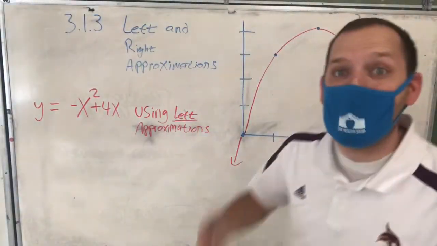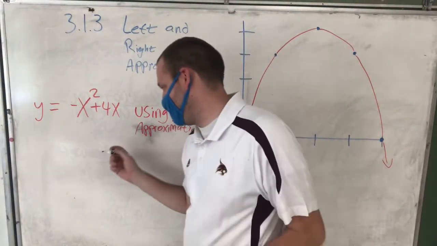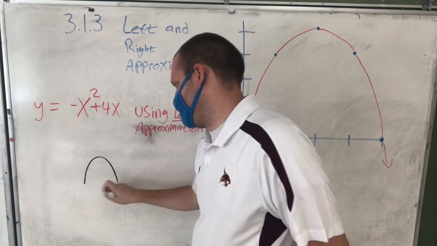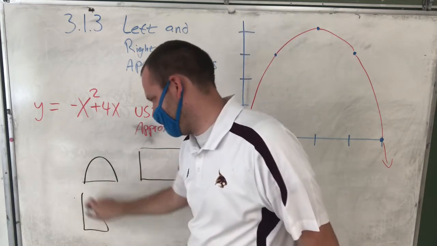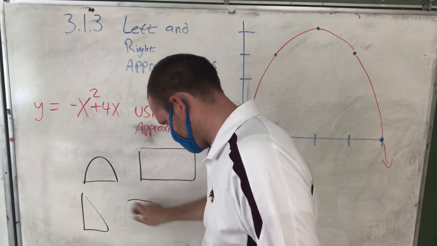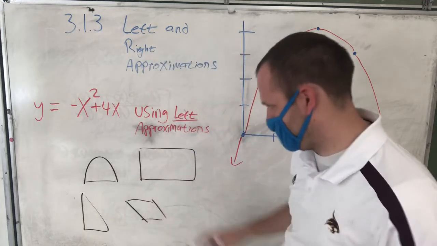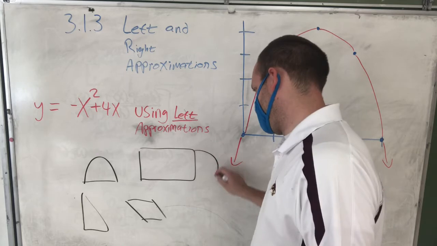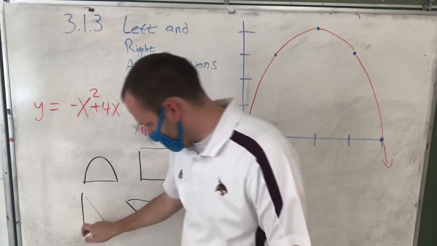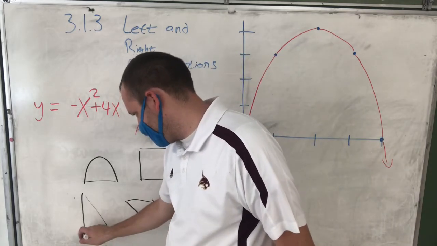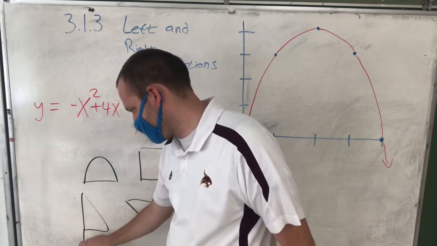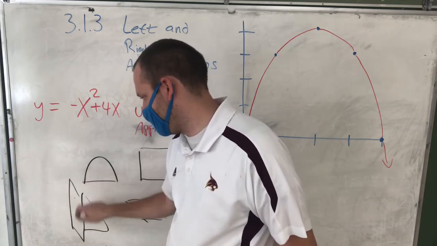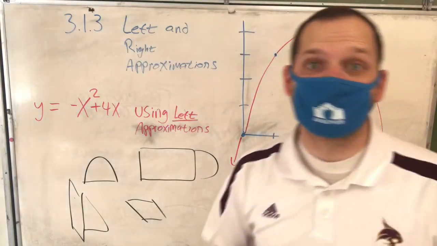Hey everybody, last time we talked about how to find the area of a half circle, rectangles, triangles, parallelograms. Sometimes we combine shapes, and we had a rectangle with a half circle on the end, or maybe a triangle with a parallelogram attached to it. Kind of like that. Okay, we talked about a couple different shapes.